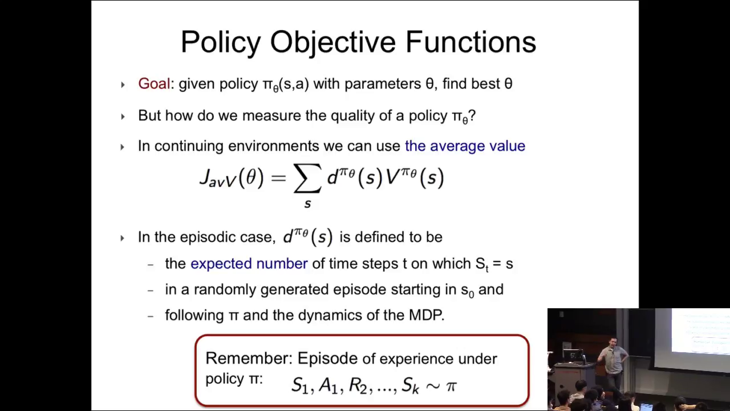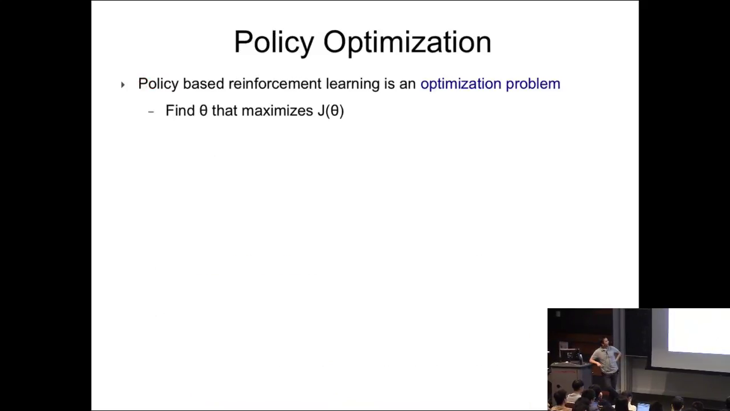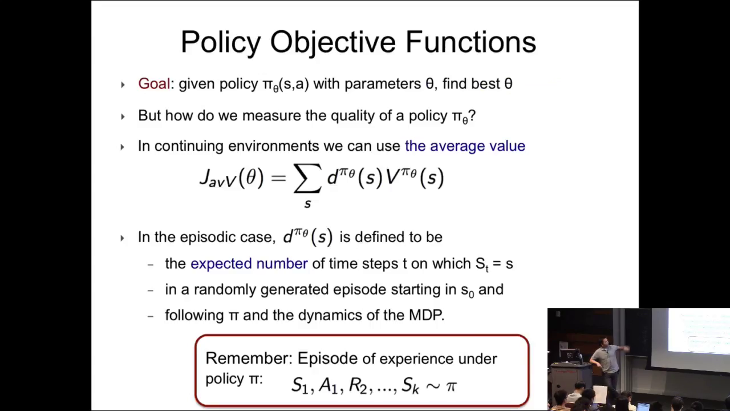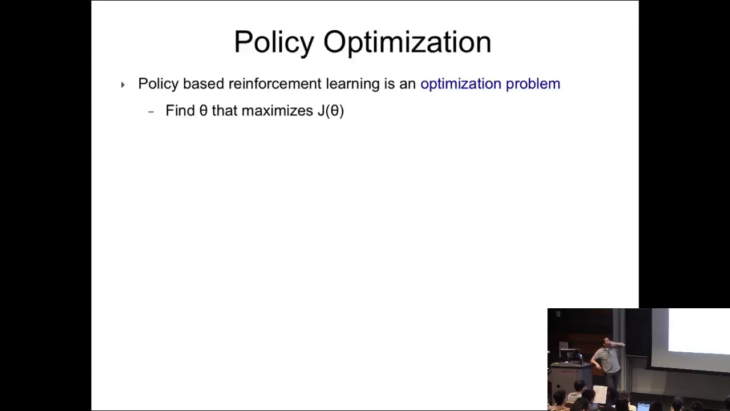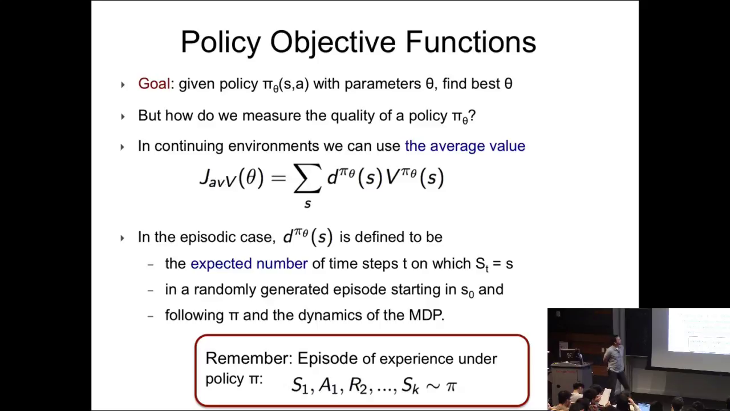Okay, so intuitively that should make sense, right? If we can compute this quantity, policy-based reinforcement learning is just an optimization problem. It basically says find theta that maximizes our objective. Now, this might be difficult to compute, particularly if you have a high-dimensional state space or if you are working with continuous state spaces. But in general, if I give you policy pi theta, I can compute this quantity.